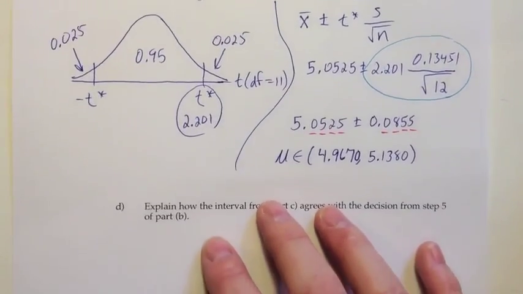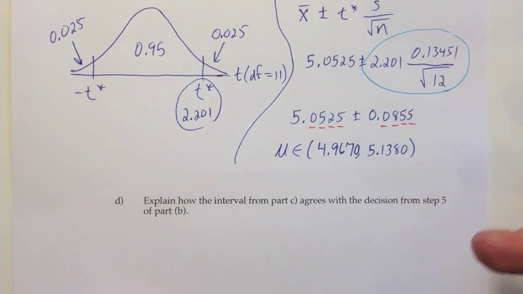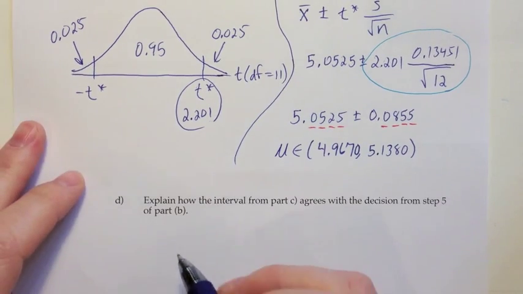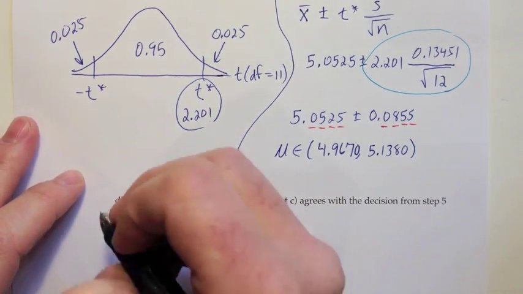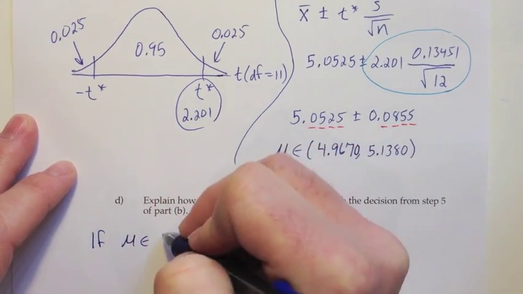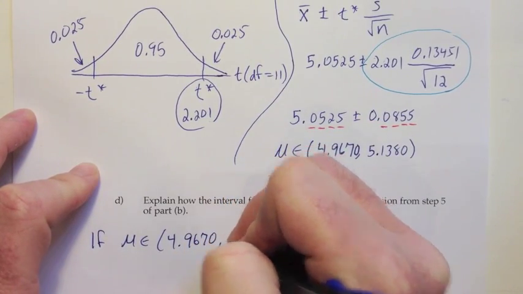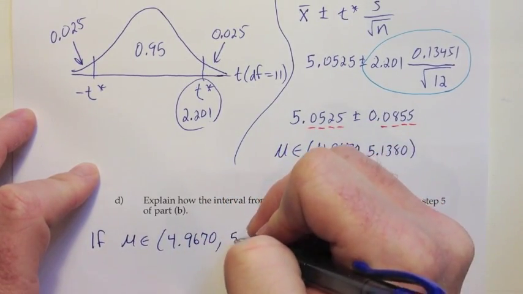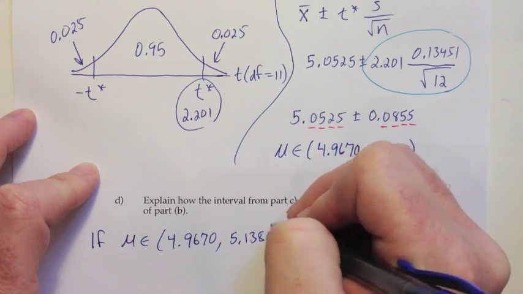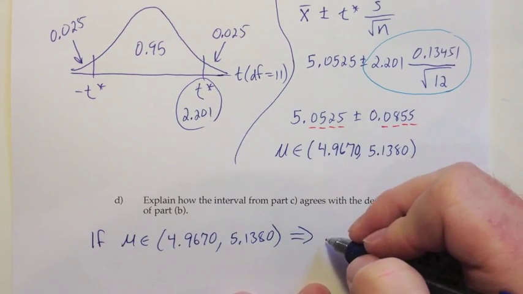So all that discussion I just had right there is actually part D. It says explain how that interval we just got right here in part C agrees with our decision to not reject from step 5 of part B. So let me just write that out in symbols. If mu is an element of this interval from 4.9670 to 5.1380, then mu could be anything in that range, and that would be a reasonable possibility.